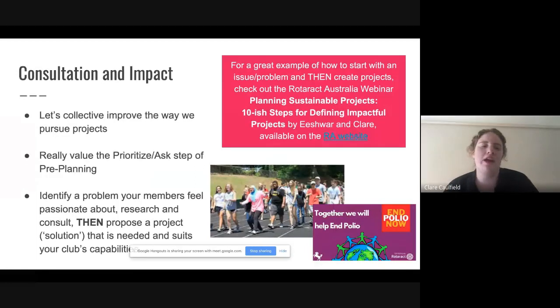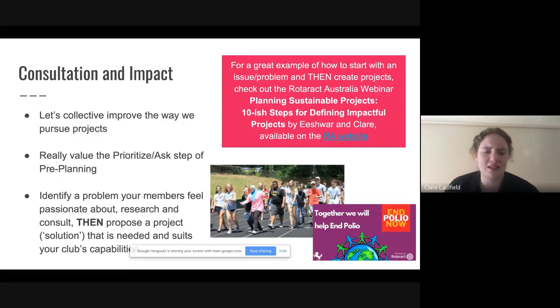And before we dive straight in, as I said, I've done this Planning for Success presentation many times now, and the more I hear about what other people are doing in this space, the more I like what I hear. And I wish that we could all come together and make one master document of best practice, because even though that's what we tried to do for Planning for Success, that's a couple of years old now, and I've heard a lot more interesting ideas since then that I would want to incorporate. So it's time to collectively improve the way that we pursue projects and really focus on, as I highlighted earlier, that prioritize and ask step of the pre-planning process, which falls into scoping.